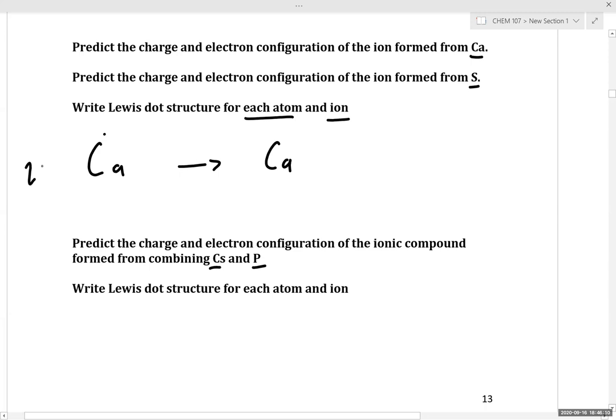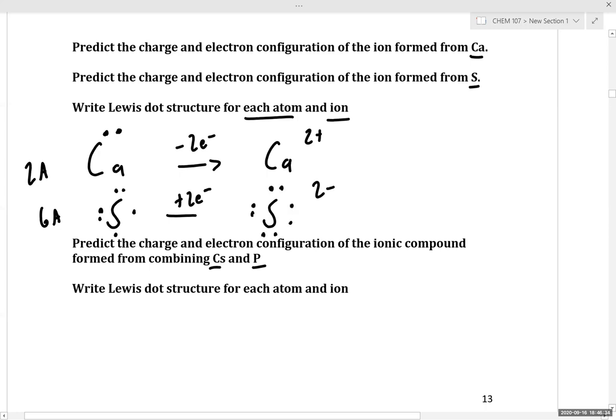So calcium is a 2A element, starts off with 2 valence electrons. If we lose our 2 electrons, we generate calcium 2 plus. Sulfur as a 6A element has 6 valence electrons. And if we gain 2 electrons, we'll generate sulfur 2 minus, which has a full valence shell.